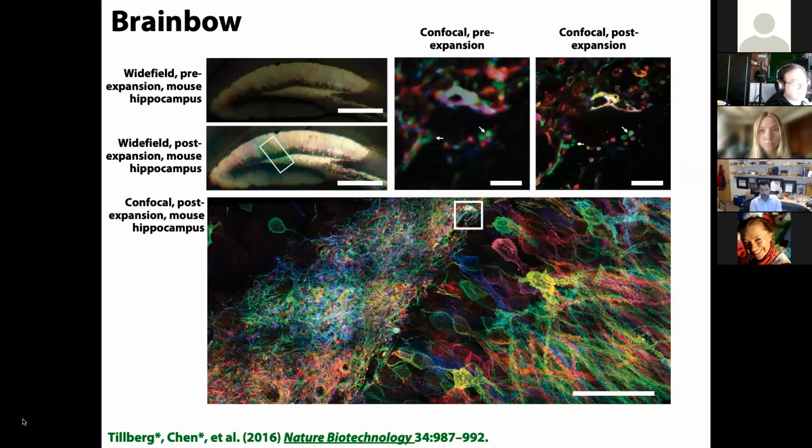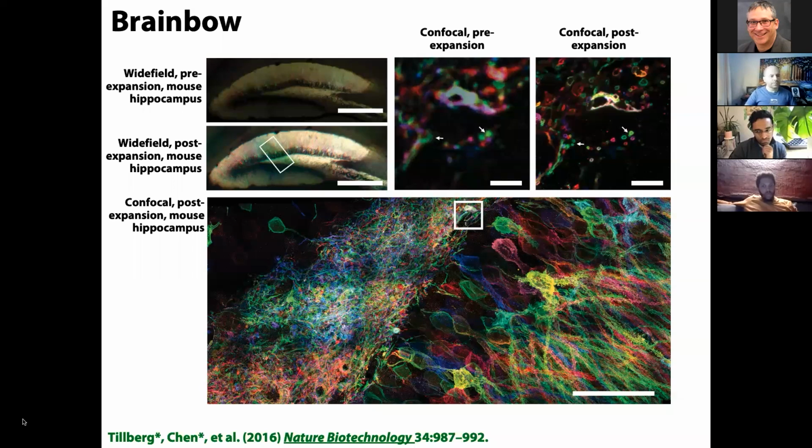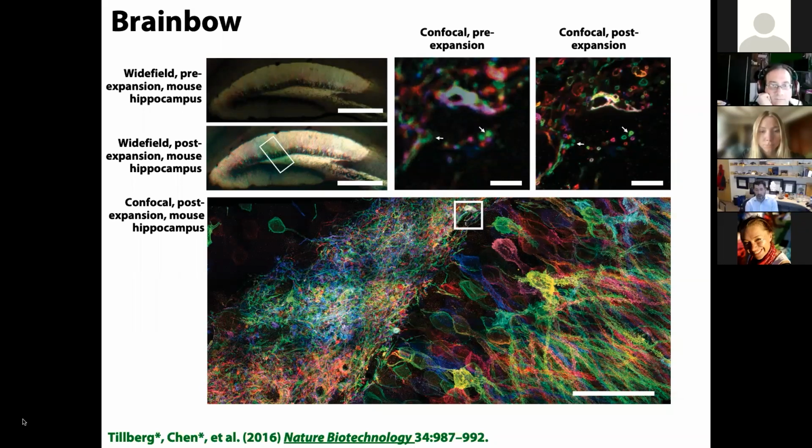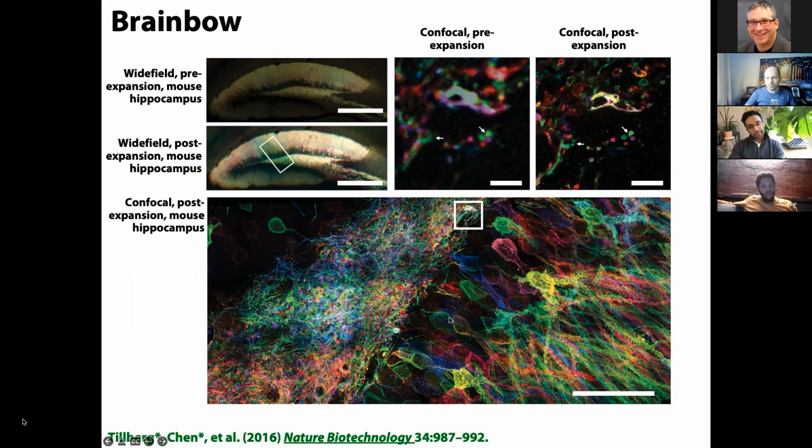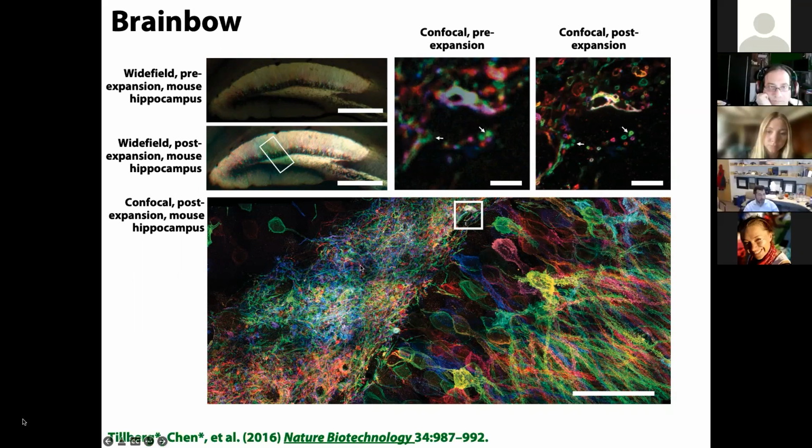Another thing we've been doing is applying a technique that we did not invent, but that others invented before us, which is color coding brain cells. So you can take genes that encode for fluorescent proteins from jellyfish and coral and so forth, and you can express them in combinations in the brain. And this is the Brainbow technique developed by several groups at Harvard.